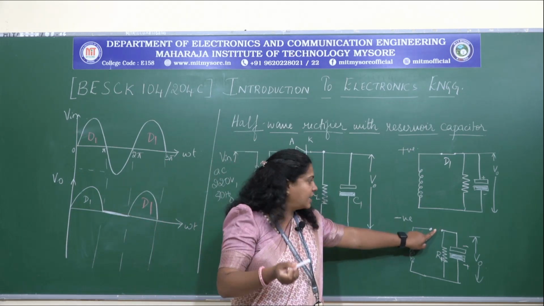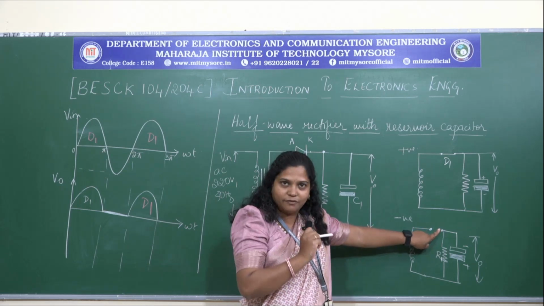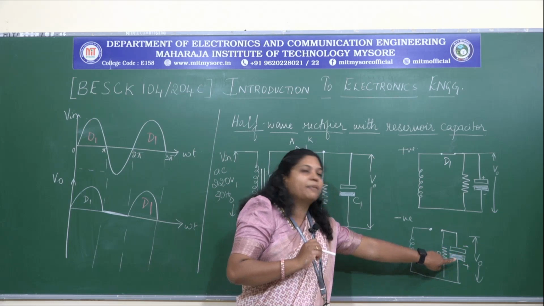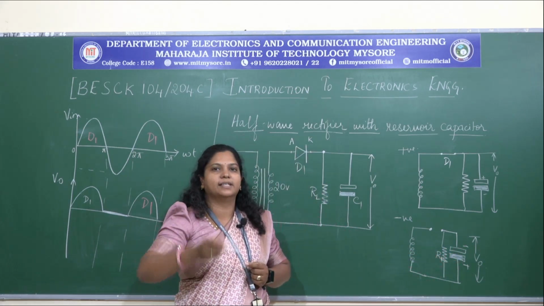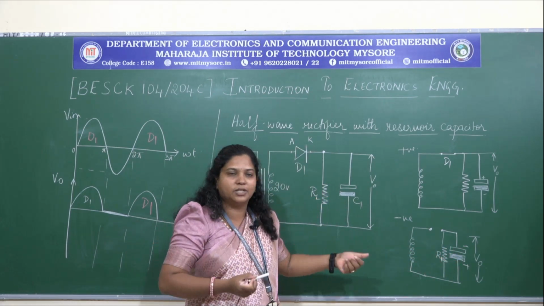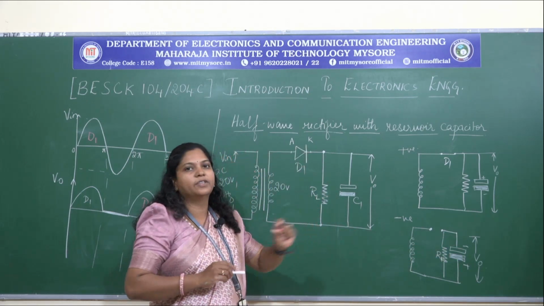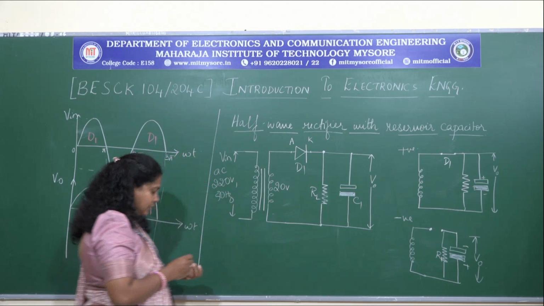So during the negative half cycle, when the diode is not allowing the current to flow, this capacitor discharges through the resistance with some discharging time constant, that is calculated as R into C, and because of this we are going to get a continuity.